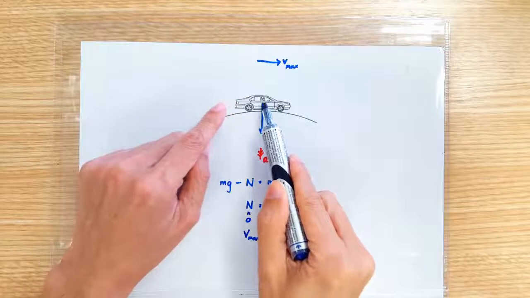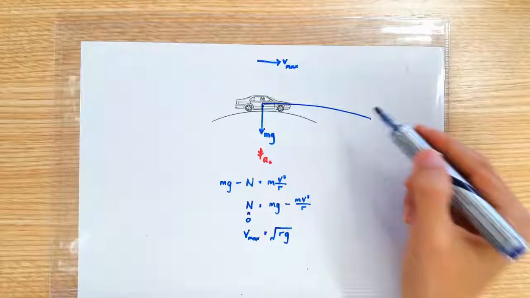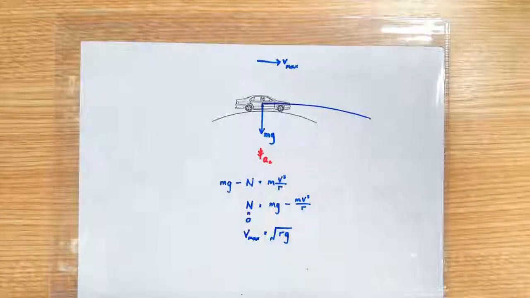It will leave the circular motion and becomes airborne. In fact, it becomes a projectile motion.